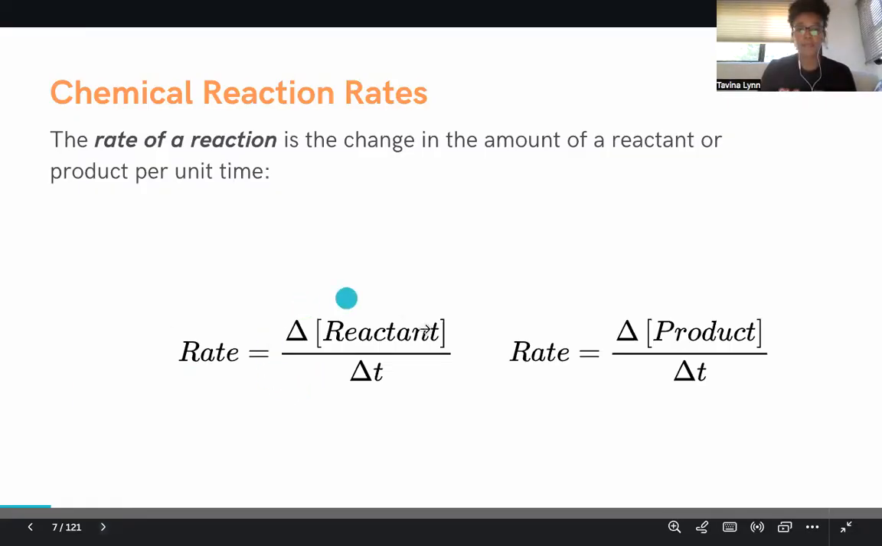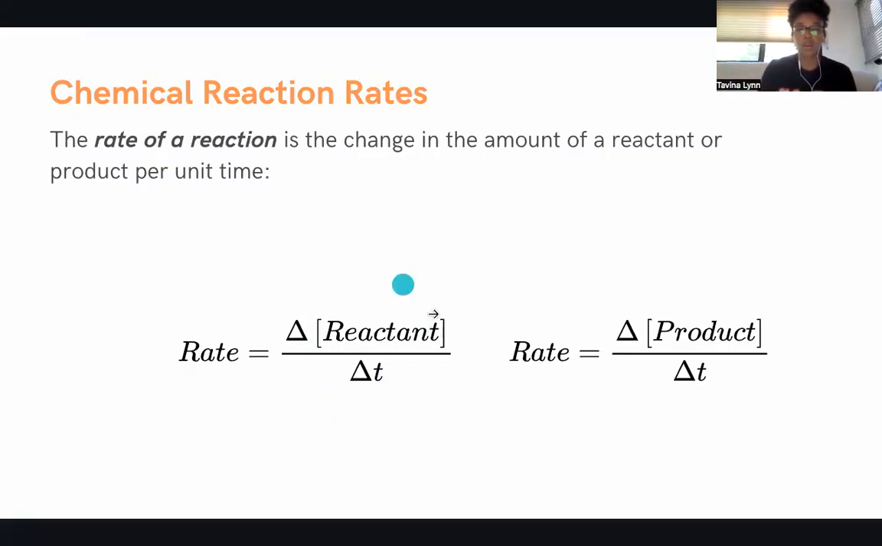So our rate with respect to the reactant is the change of our concentration of reactant over the change in time. And there should actually be a negative out here. You'll see in the next example, in an example. And let's talk about it now, though.